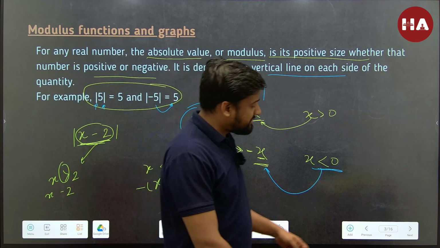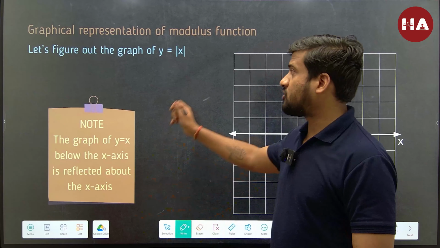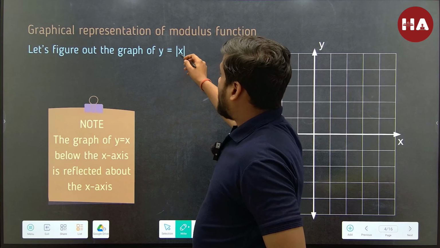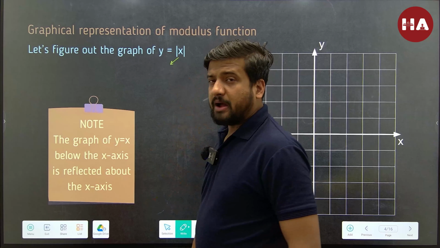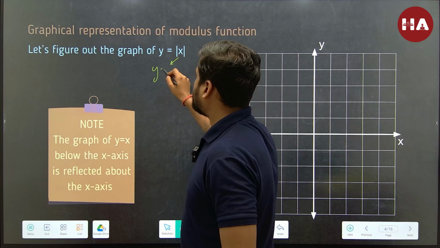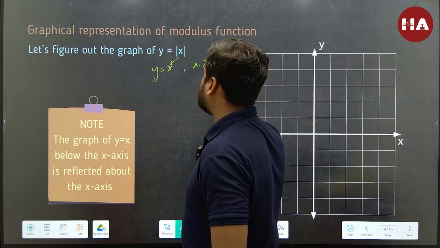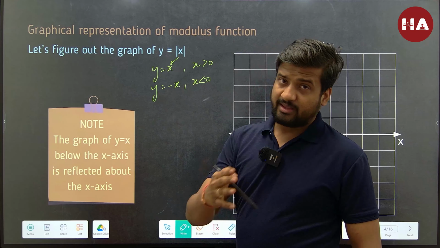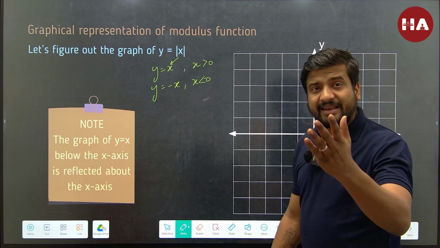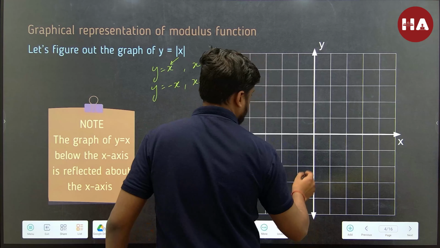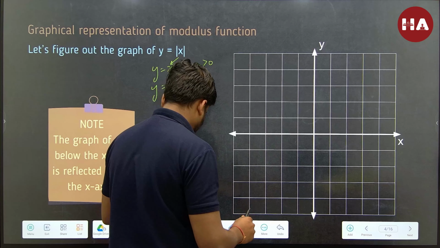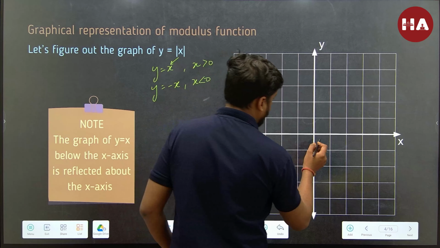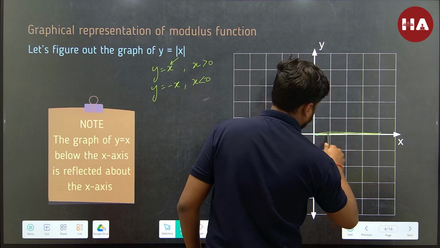All right, and using this logic, we are going to draw the graph of the modulus function. Now y equals mod x will be broken into two parts. That is, y equals x when x is greater than 0, and y equals minus x when x is less than 0. Yes, all right. Now for x greater than 0, that is this part.